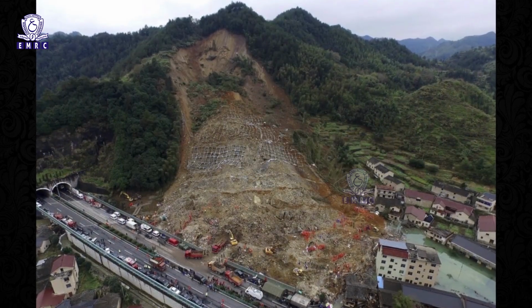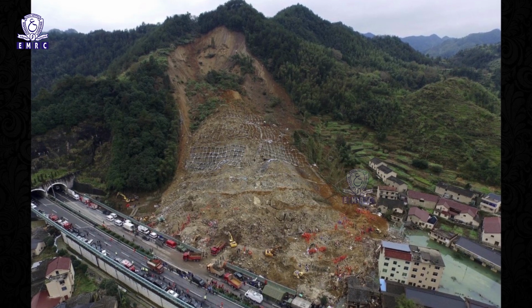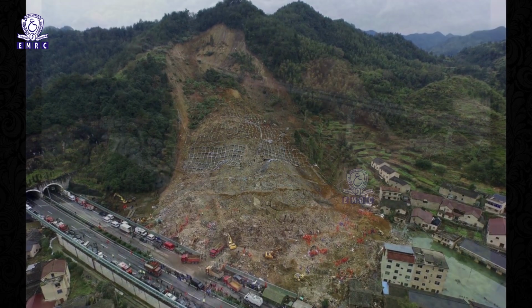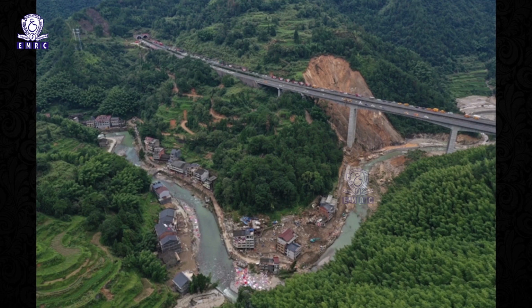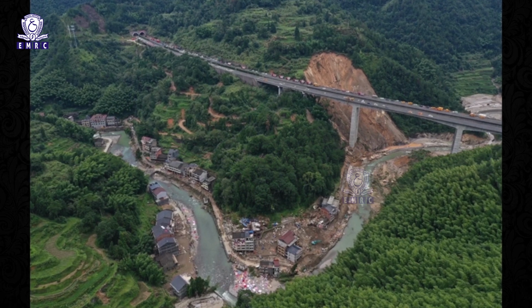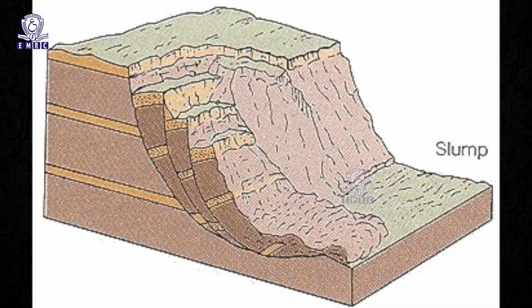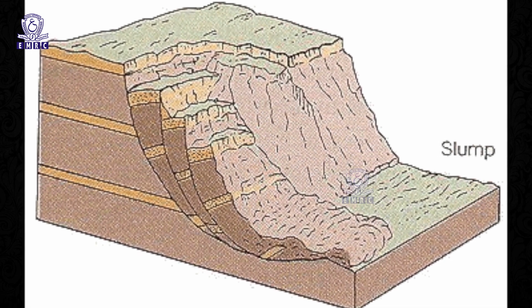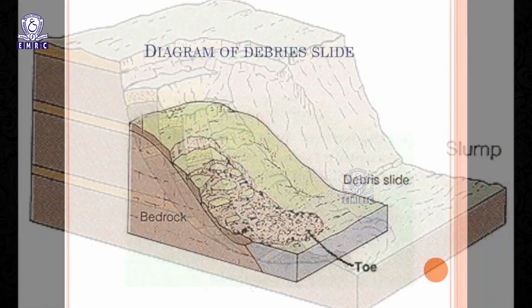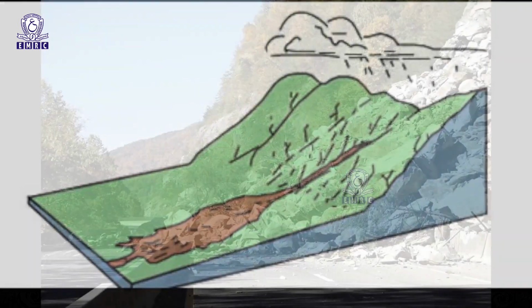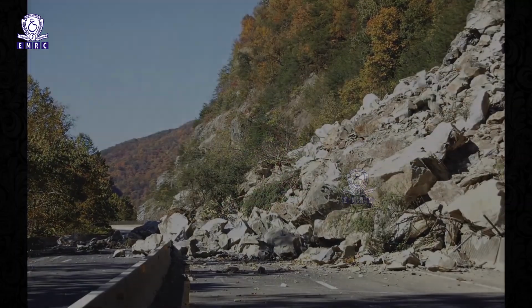Landslides are distinguished from the other mass movements discussed earlier. There is more rapid movement and the moving mass has less water in it. Five types of landslides are recognized: slump, debris slide, debris fall, rock slide and rock fall.